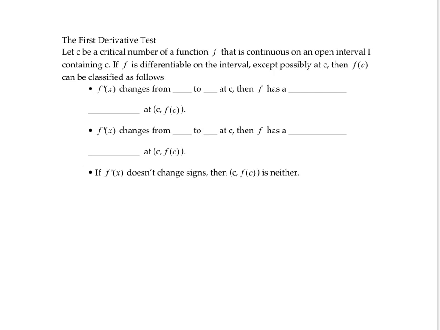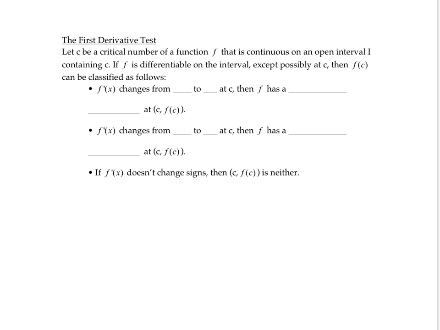Okay, next we're going to learn about the first derivative test. And the first derivative test is basically going to help us find relative maximums and relative minimums of our graphs. It says, let C be a critical number of a function. So again, critical number is where the first derivative is equal to 0 or where it's undefined. So let C be a critical number of a function f that is continuous on an open interval I containing C. If f is differentiable on the interval, except possibly at point C, then f of C can be classified as follows.